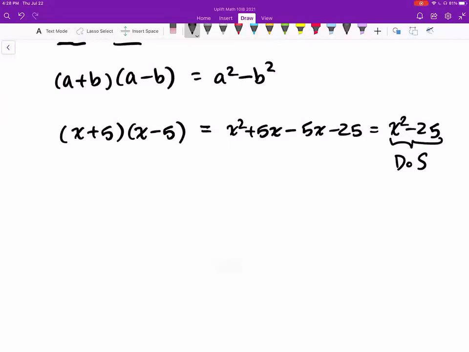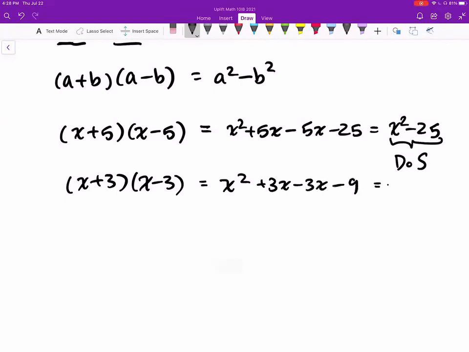We can do x plus 3 times x minus 3. Okay, and then we could FOIL this out. We get x squared plus 3x minus 3x minus 9. And then we get x squared minus 9. That would be the difference of squares.